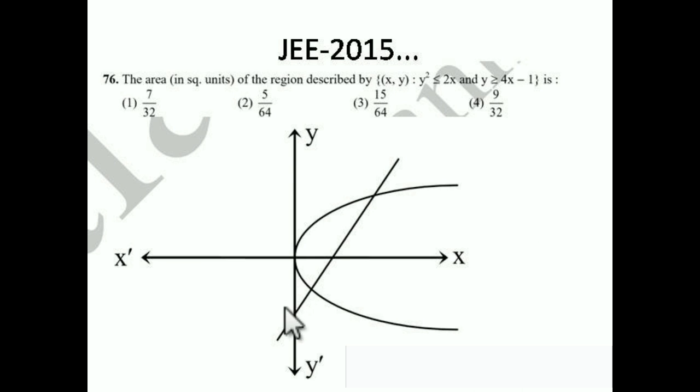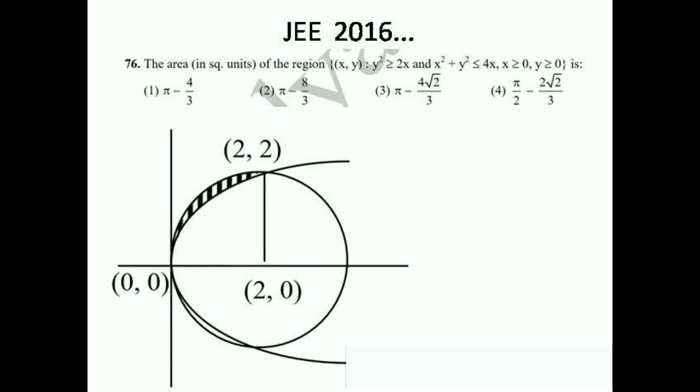Okay, understand friends? If you don't understand, ask me in comments. This is very simple because you have to find this much of area, so you have to subtract line minus parabola. Okay. Let's see one more example. It was asked in JEE 2016. The area of the region {(x, y): y square greater than or equal to 2x and x square plus y square less than or equal to 4x, x greater than 0, y greater than 0} is.